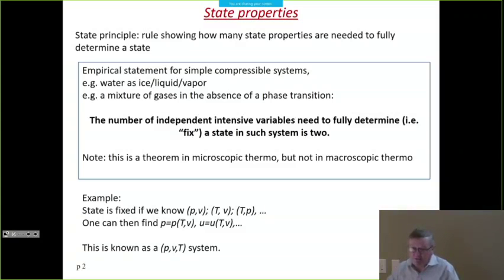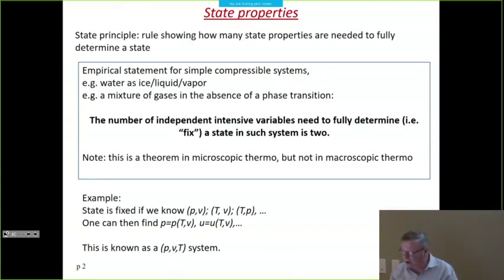So a repeat from the previous lecture: you need two independent intensive variables to fully determine the state of a system. This is to say you have to have a pair: pressure and temperature, pressure and specific volume, pressure and specific heat, which we'll introduce here, maybe pressure and internal energy, maybe internal energy and temperature, pairs like that.